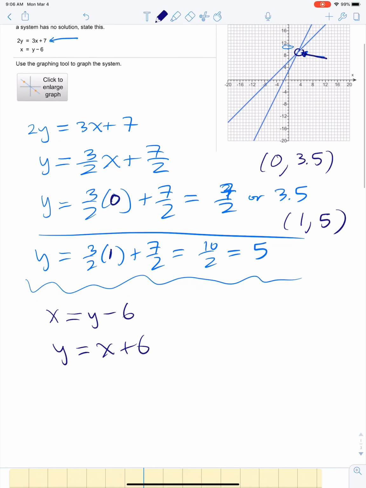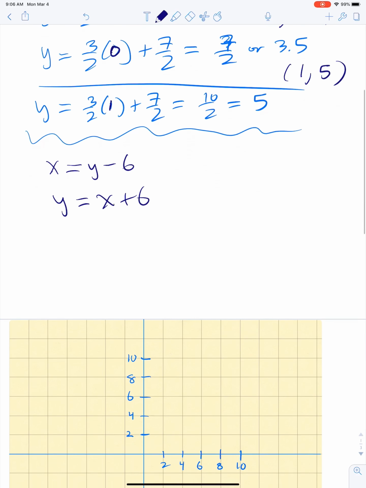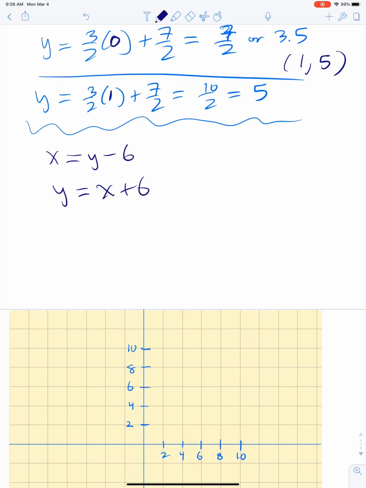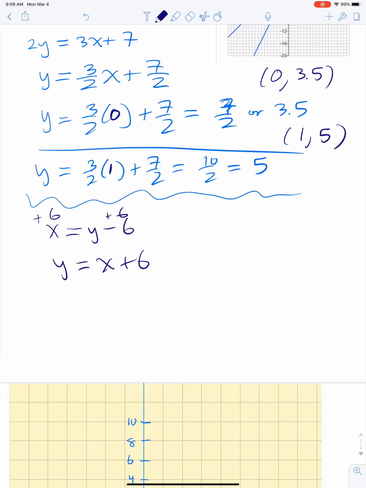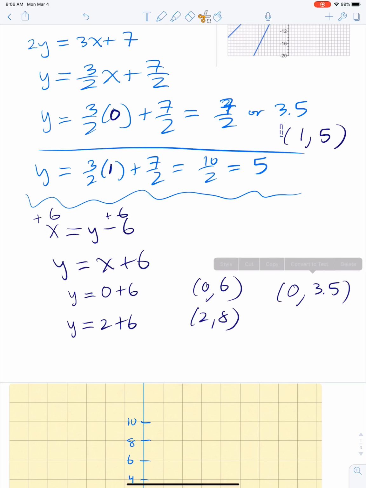For the second equation, we can solve for y. If we add 6 to both sides, we get y equals x plus 6. So if we plug in 0, we would get what? 6, right? So we have (0, 6). If we plug in 2, we get 2 plus 6, which is 8, so (2, 8). All right, so we have our 2 points for each line. For the first one, (0, 3.5) and (1, 5).